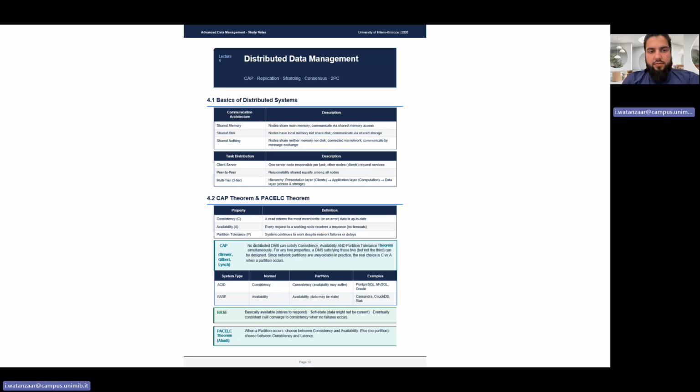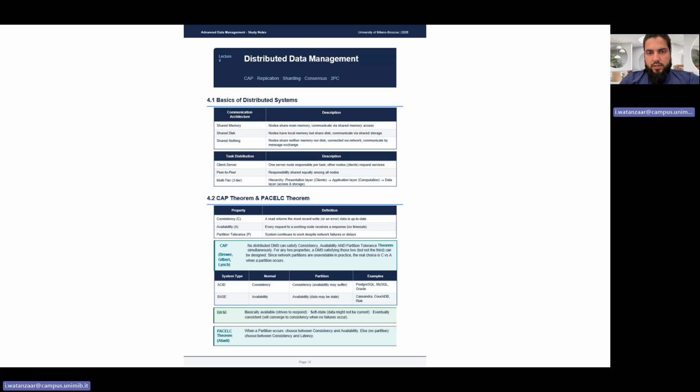At the same time, they also introduce more complexities, because more machines are involved, and it's now also on a network. These are the complexities associated with distributed data management systems.